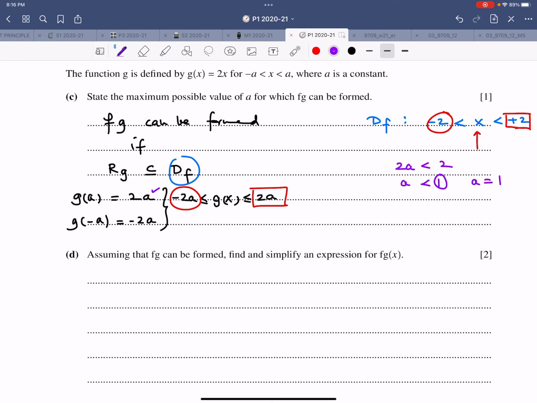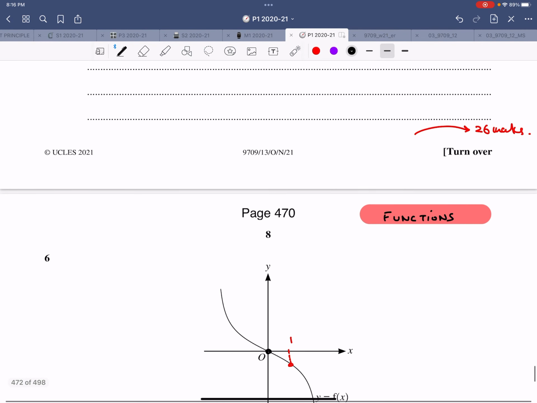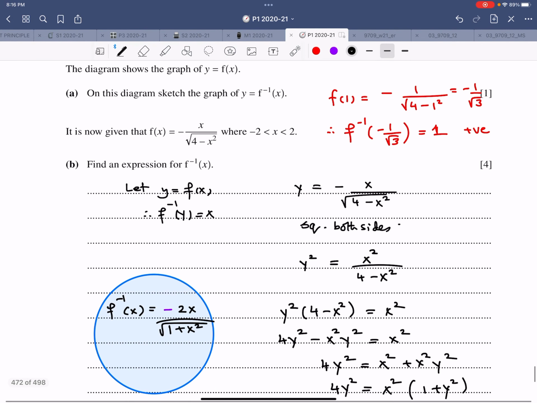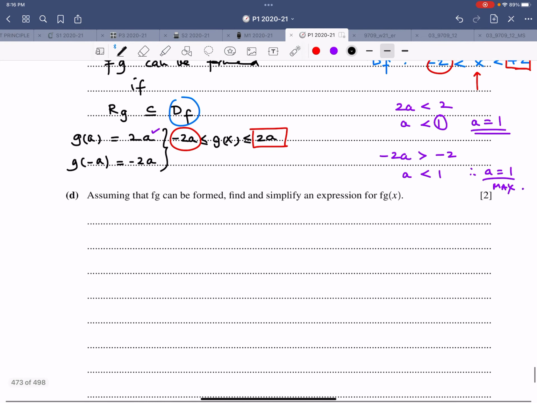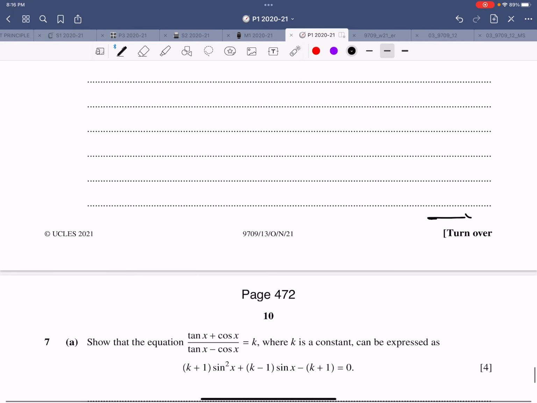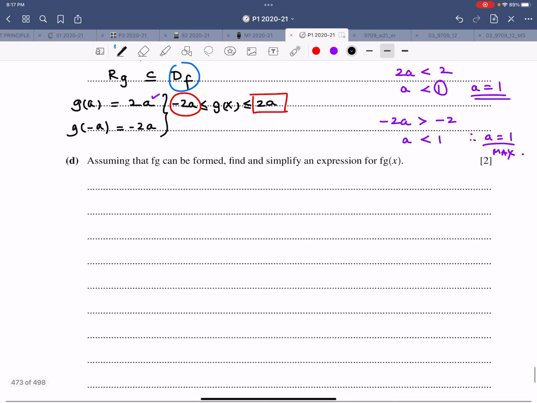If you were to evaluate the same thing with minus 2a is greater than minus 2, because when you read it, that's how you will read it, and a is still less than 1, therefore the maximum value is 1. And the last part for this question. So now over here it's 26 marks, 26 plus 1, 27, plus 4 is 31, 31 plus 1, 32, 32 plus 2 is 34. So that's like half of the paper, that is 34 marks. Not exactly half, almost. Assuming that fg can be formed, find and simplify an expression for f of g(x).